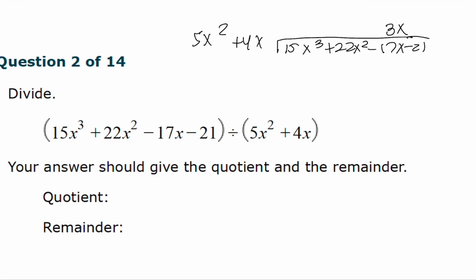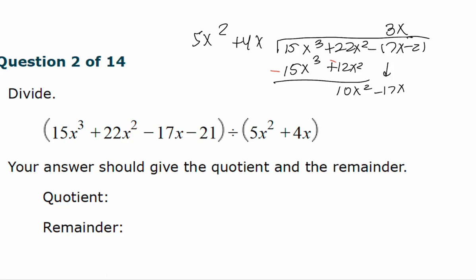Okay, so we're going to do 3x times both of those. We're going to get 15x cubed, perfect match. We're on the right track. 3x times 4x is positive 12x squared. We are going to change the signs of both. They were both positive, now they're going to both become negative. 15x cubed minus 15x cubed, gone. Perfect. 22x squared minus 12x squared is 10x squared. Bring down the next thing.